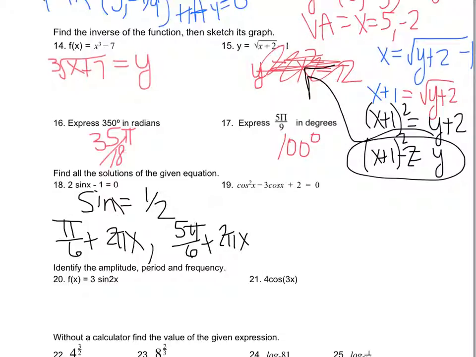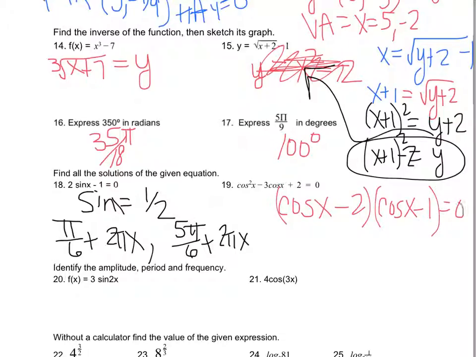Okay, number 19, you would factor. Wait, where did you get those numbers? Okay, so then 19, you're going to factor, and you have cosine of x minus 2, and then you have cosine of x minus 1.